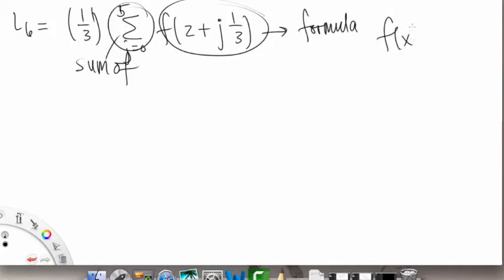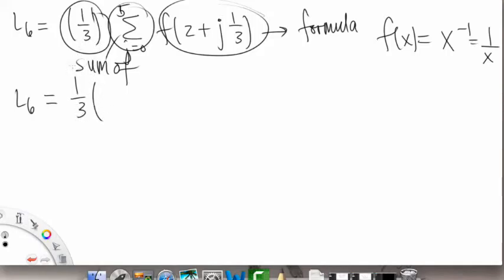And then remember that our f of x is equal to x to the minus 1, which is the same thing as 1 over x. So basically what we're going to do is expand. This 1 over 3 can just stay in front, outside of everything. So this means we're going to say f of 2 plus, and j starts at 0, so 0 times 1 over 3.